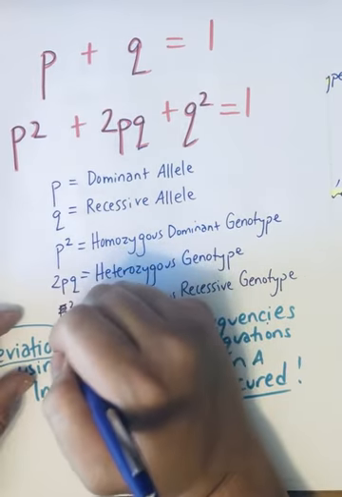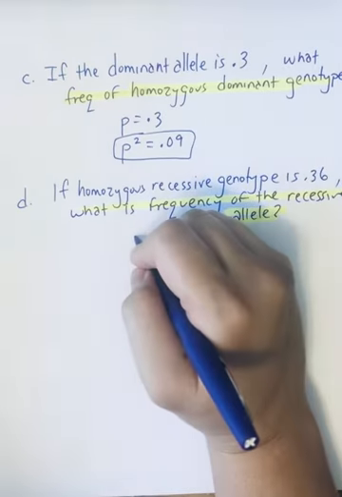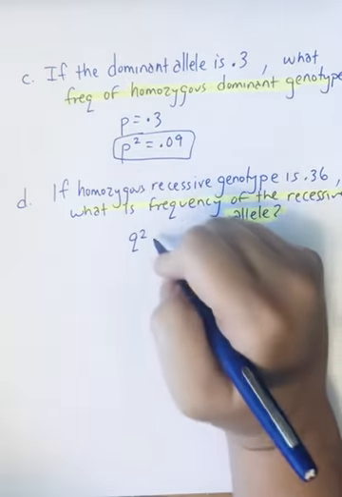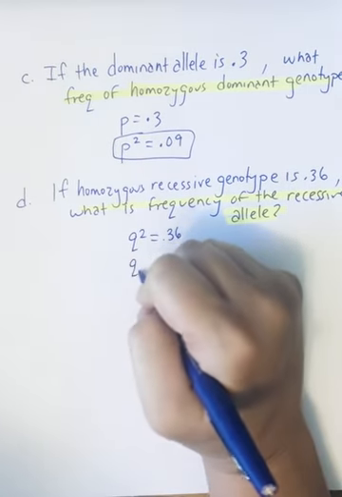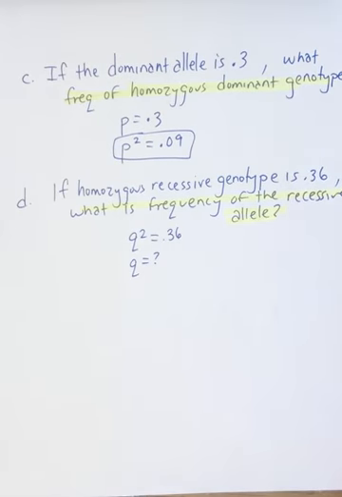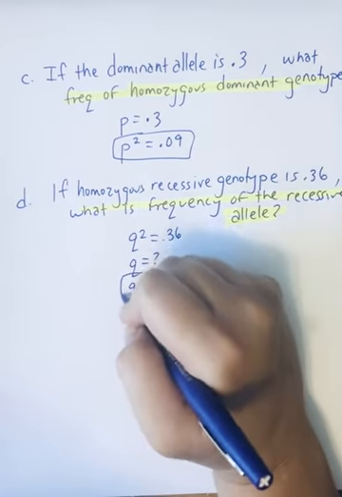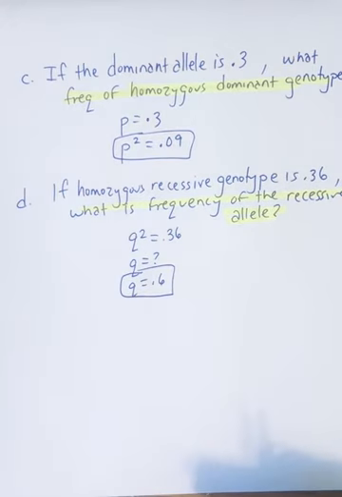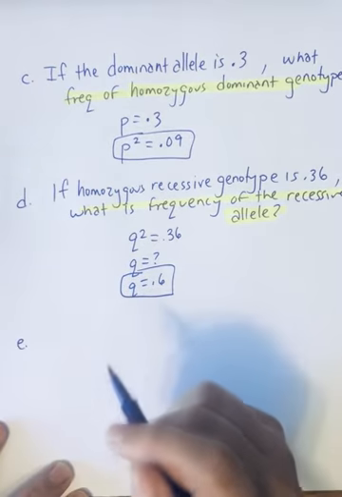Oh, this is a mess up. This should be Q squared. I'm glad I caught that. So Q squared is equal to 0.36, but the question is asking, what is Q? Well, what times what is 36? The answer is 6. So Q is equal to 0.6. That one is easy. You're done with that one. You're keeping up with what the question is asking and knowing your equations. All right, the next one.